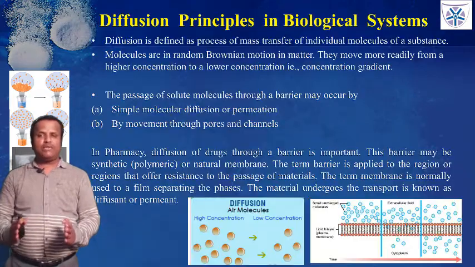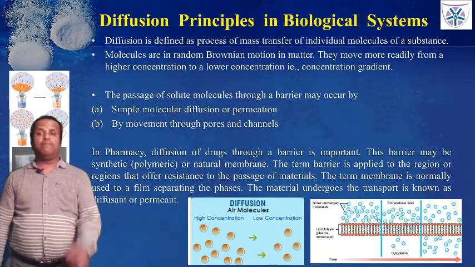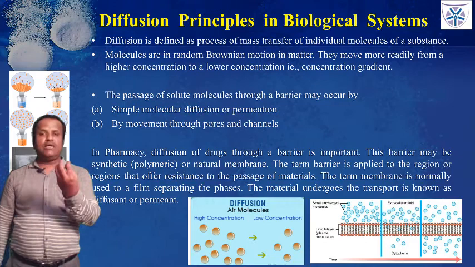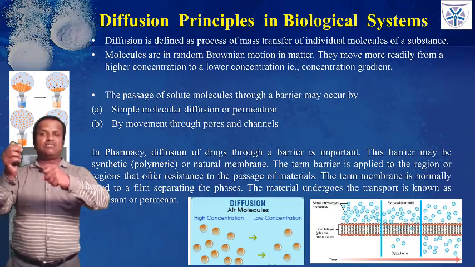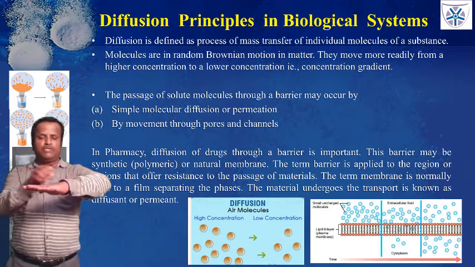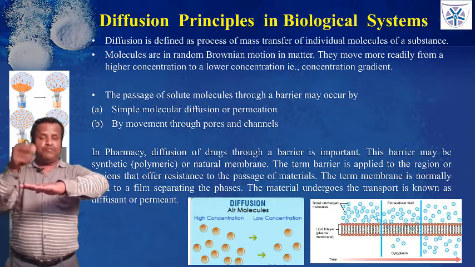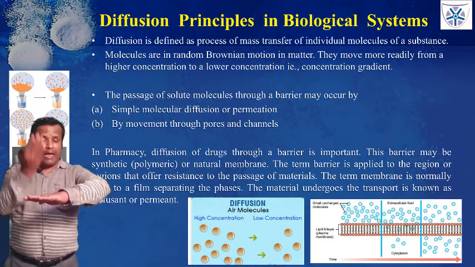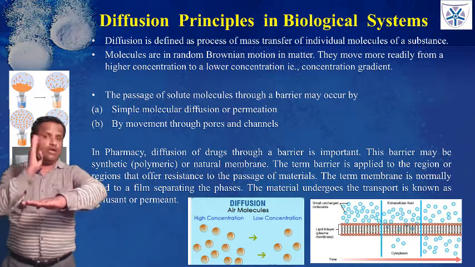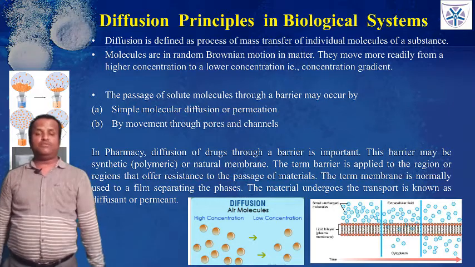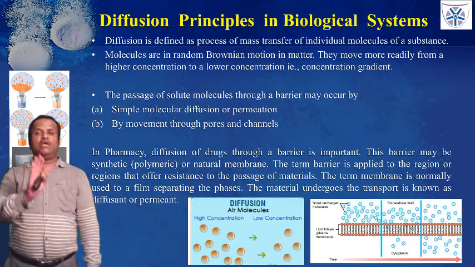The next topic is diffusion principles in biological systems. What is diffusion? If a compound is solubilized in a given solvent, the particles can travel from one place to another, even across a barrier. If the concentration is high on one side and low on the other, diffusion happens from higher concentration to lower concentration. The reverse, lower to higher concentration, is not at all possible in a biological system.